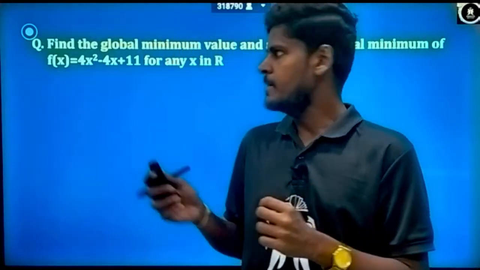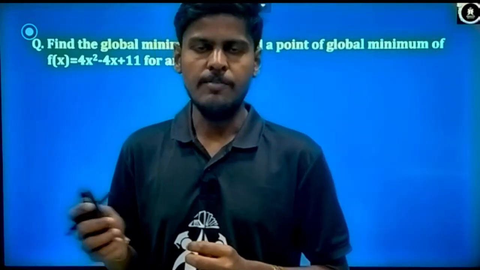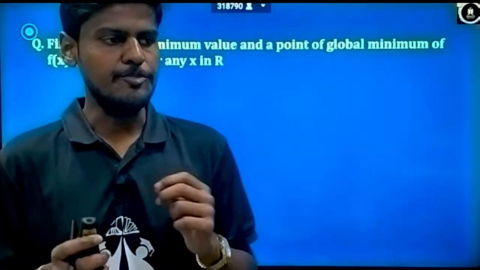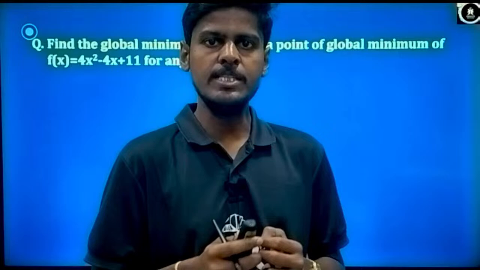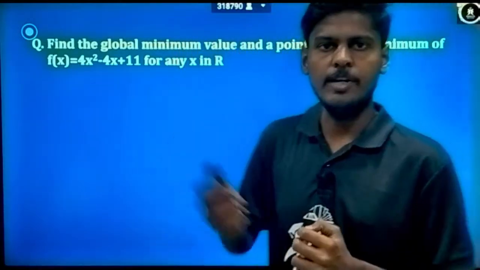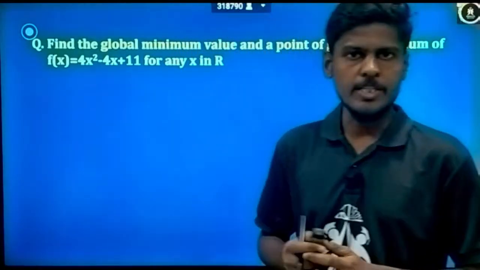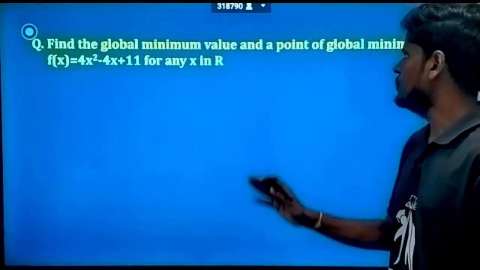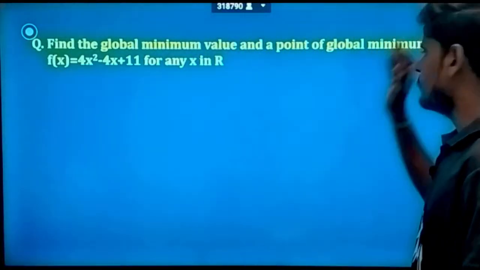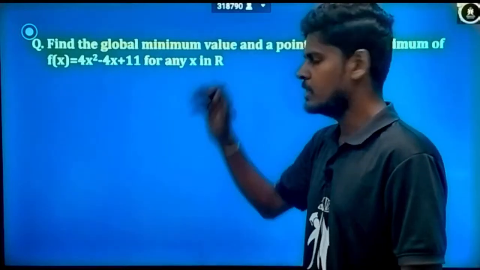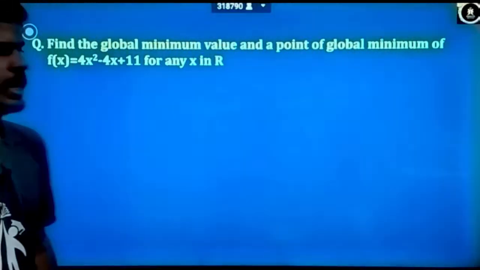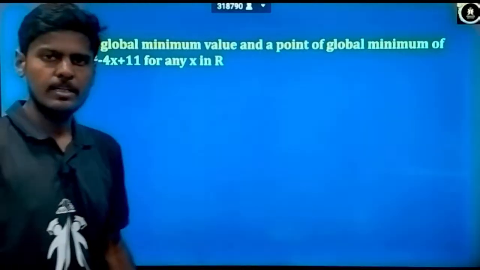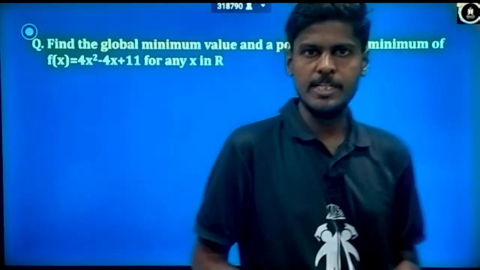In this session we will solve a few problems using the second derivative test to find the maxima or minima of different functions, and then again we will solve a few word problems. We will start with this problem. Find the global minimum value and the point of global minimum of the function in real numbers. So the domain is the real numbers and this is a polynomial function, to be exact, a quadratic function.